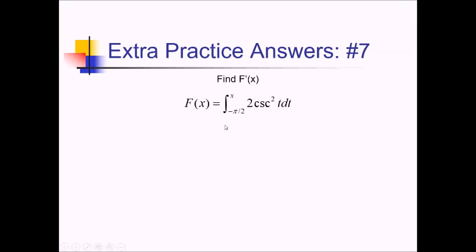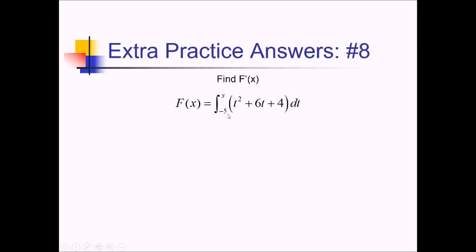For this one, taking the derivative of this integral, we're just going to use our fundamental theorem. And since we have an x in the upper limit, we're just going to replace the t with an x here in the integrand. So this is just going to be 2 cosecant squared of x. And since it's just x, there's no chain rule to worry about, so we're done.